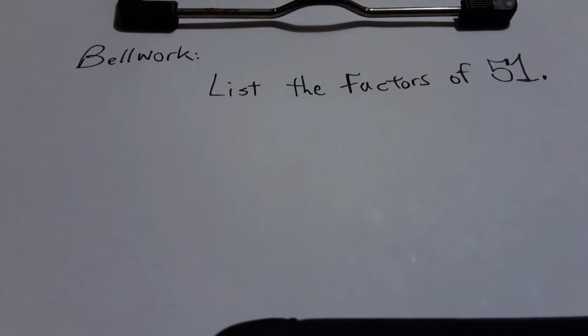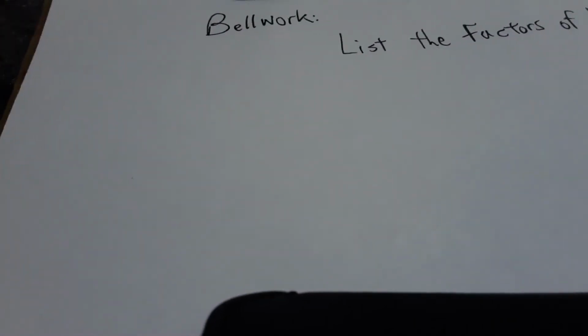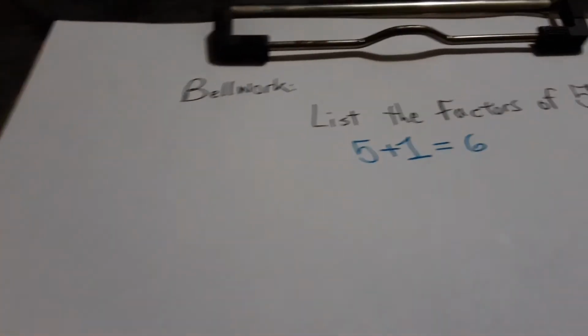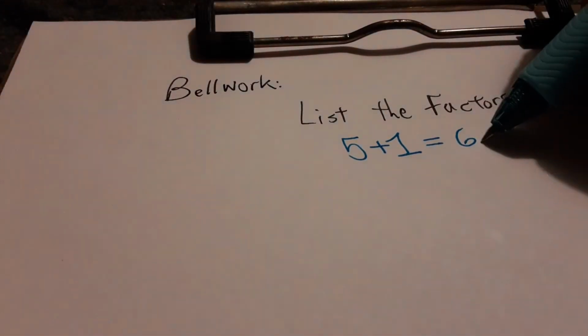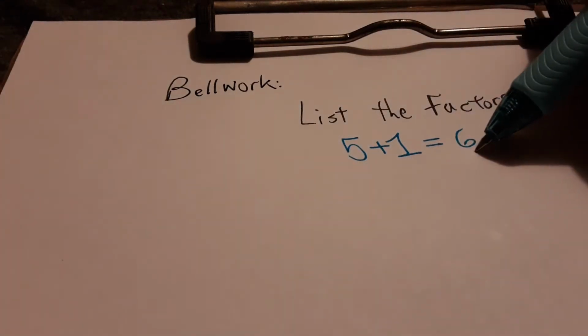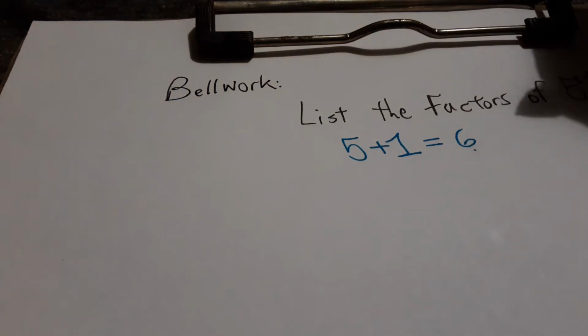Alright, so let's go ahead and talk about it. Looking at the factors of 51, the first thing I can look at is what 51 is divisible by. If you'll remember from last class, the sum of the digits of 51 adds up to 6. 6 is divisible by 3. So remember, if the sum of the digits adds up to a number divisible by 3, we know the number can be divisible by 3.